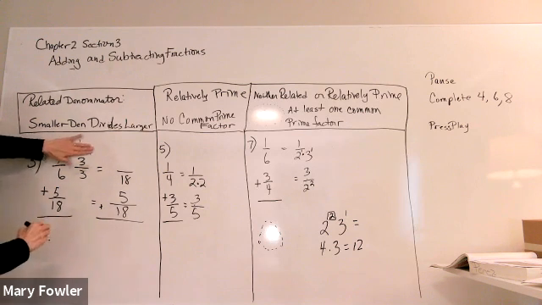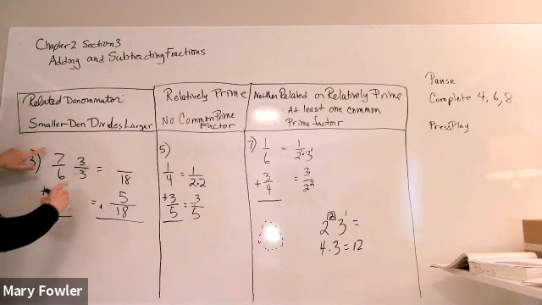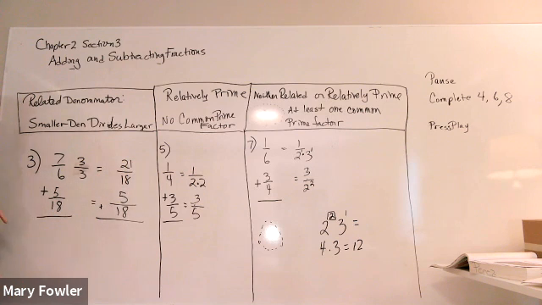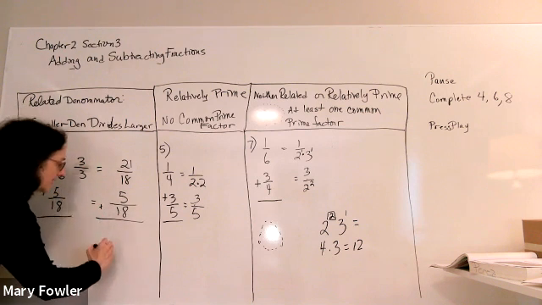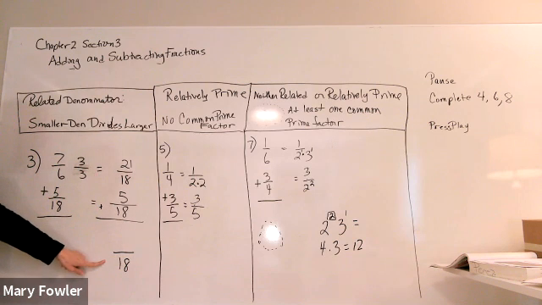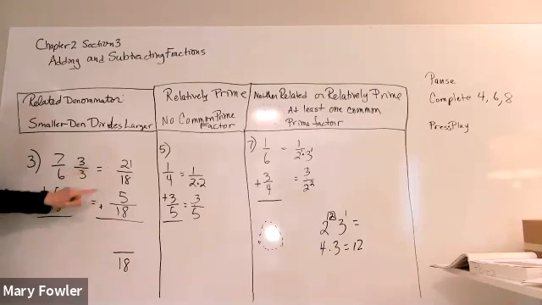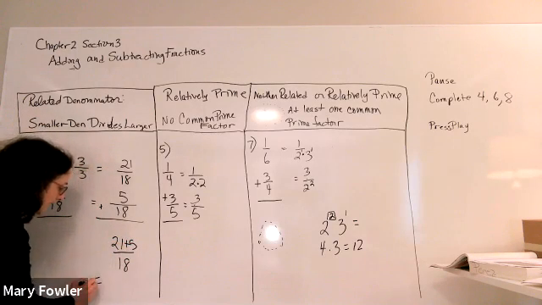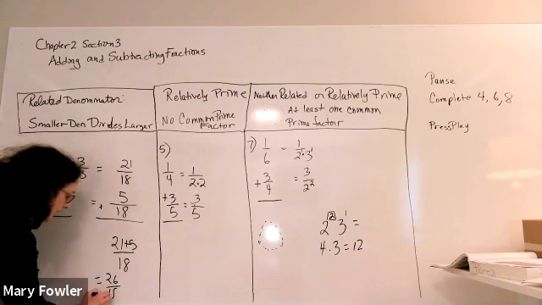Okay, so this then is 21 over 18. And adding across now, our denominators are the same, so I add the numerators. The denominator is 18, and the numerator is going to be 21 plus 5. And that's 26 over 18.